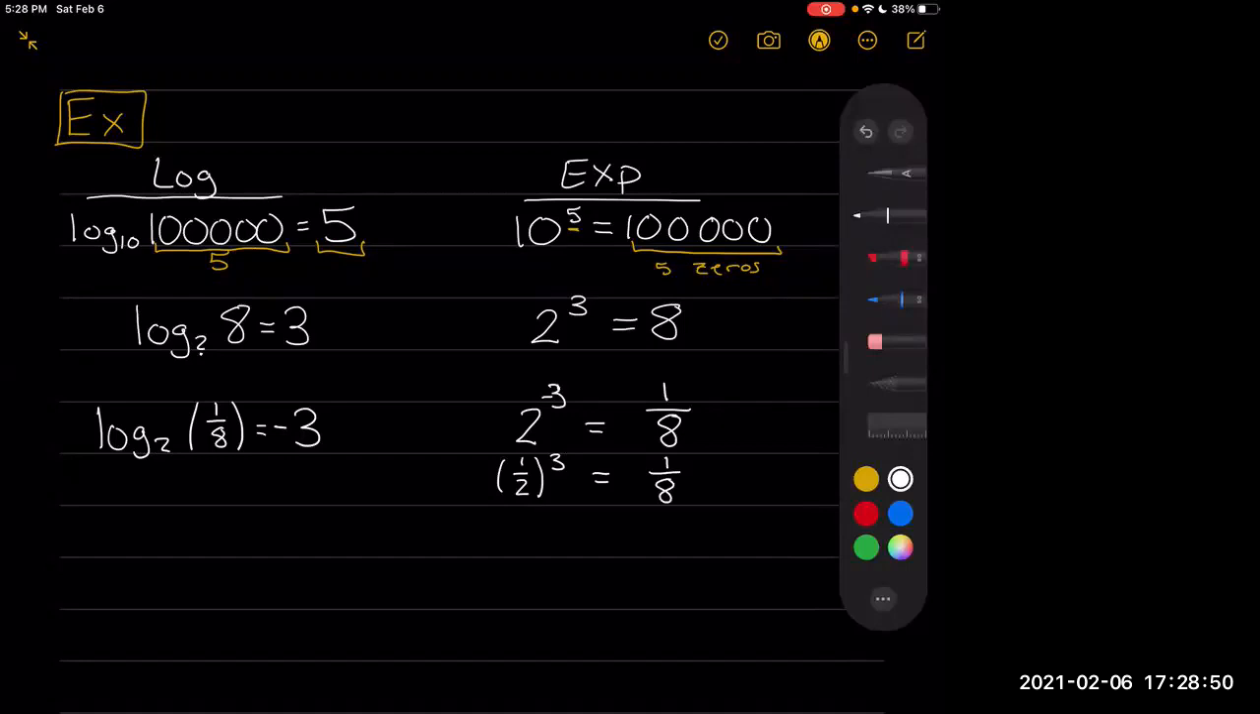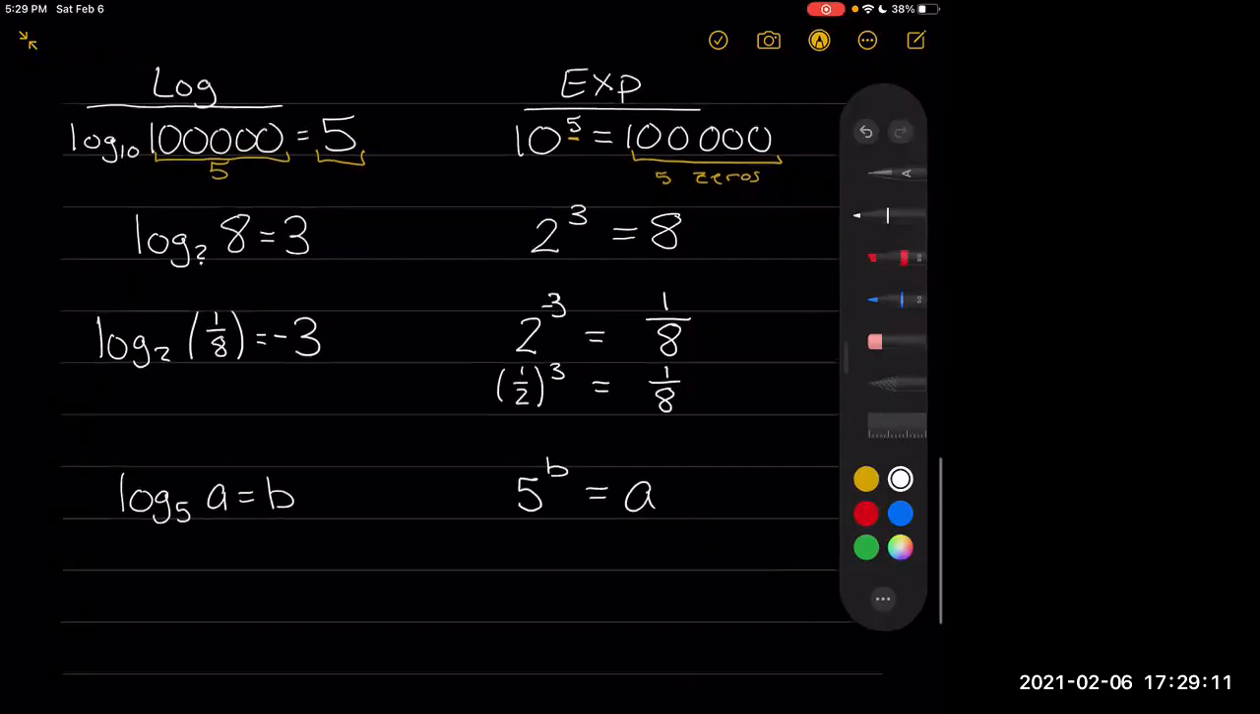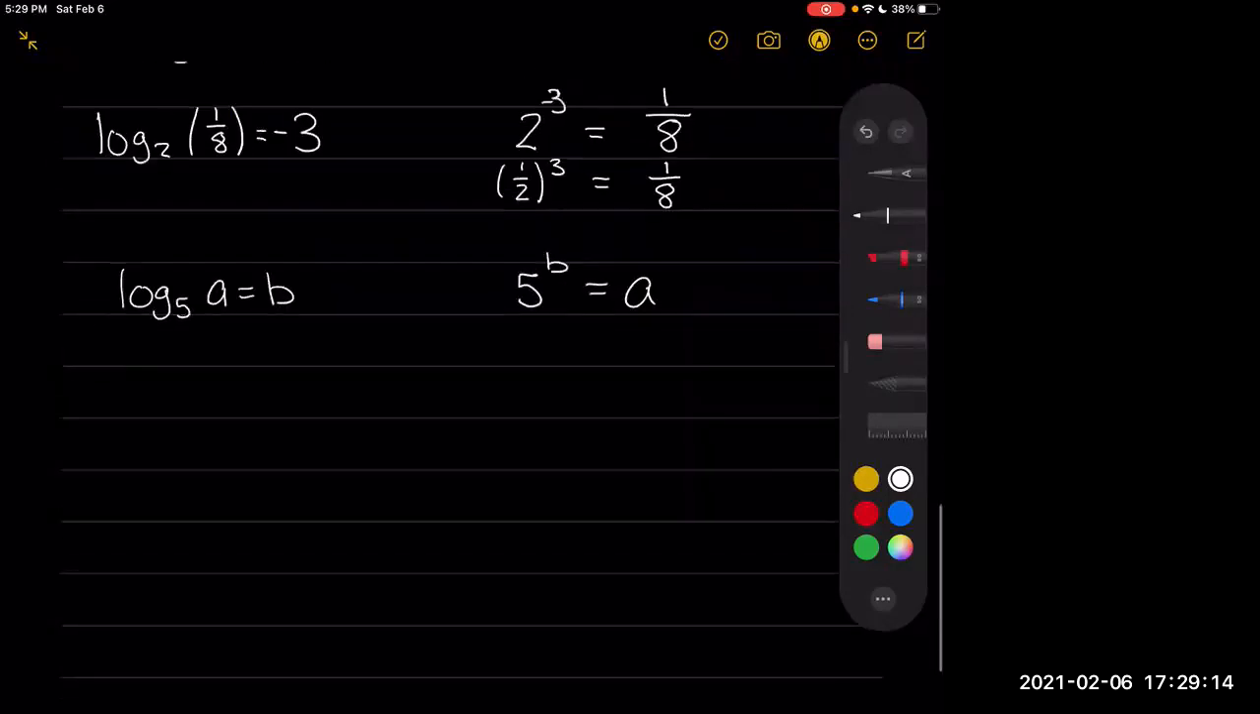And then for one last example, using a more generic number, if we have log 5 of a equaling b, that means that 5 raised to the b power equals a. Okay, and now we're going to do some examples of just computing the outputs of a logarithmic function.